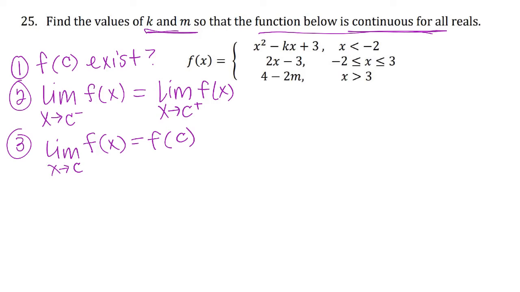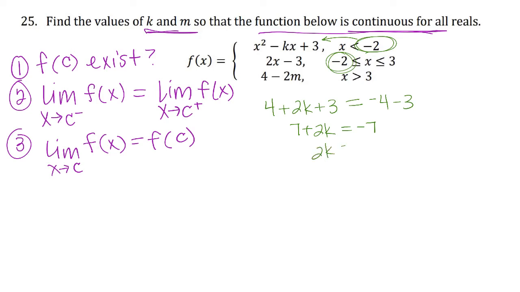And so the first equation that we need, I'm going to change colors here. We're going to sub in -2 over here. And so I'm going to have +4 plus 2k plus 3 equals, and then I'm going to plug in -2 down here. So I have -4 minus 3. And so when we solve this, I have 7 plus 2k equals -7. So I have 2 times k equals -14. And so k is going to be -7. So there's the first part of this.